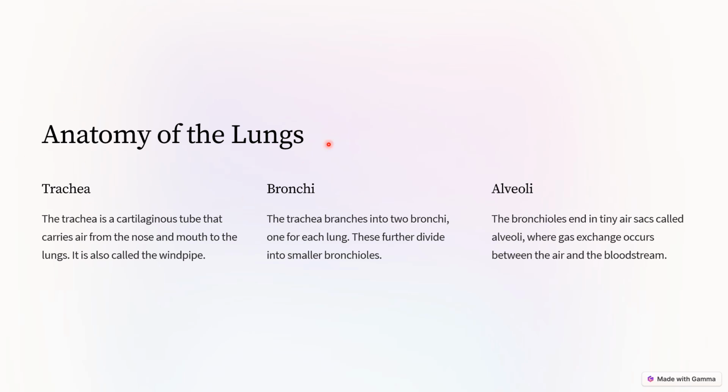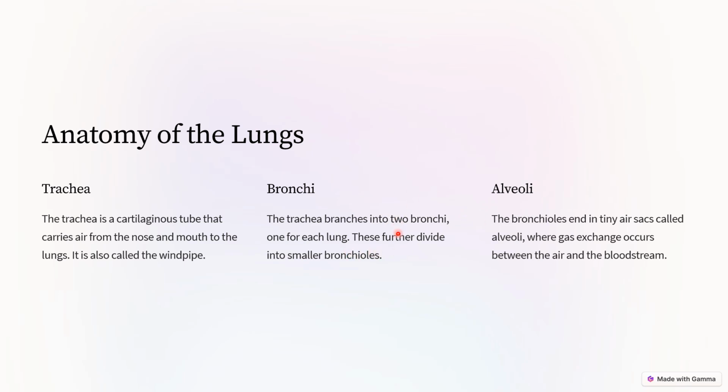First we'll see the anatomy of the lungs. So first we have the uppermost part, trachea. What is trachea? It is a cartilaginous tube that carries the air from the nose and mouth to the lungs. It is also called windpipe in layman language. Then bronchi. The trachea branches into two bronchi, right and left, one on each side for each lung.